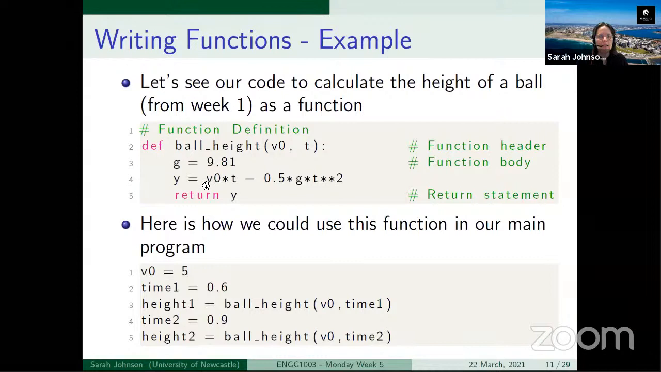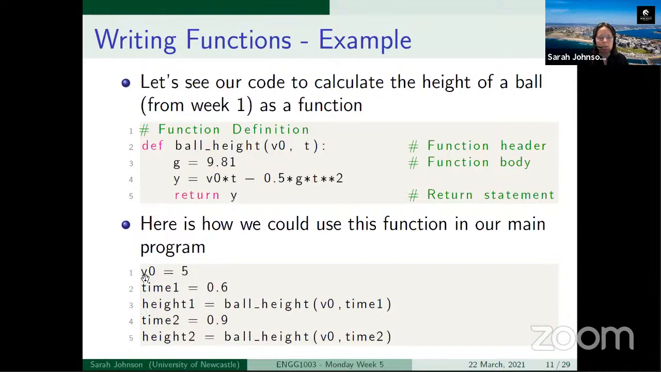Lastly, I need to let the function know what it has to return back to the main code after it's finished. And in this case, we want it to return the value y we just calculated, the height of the ball. So there's our function definition. Now, once we've defined our function, we can use it. And we use it in our main code, just like we've used all the other functions that other people wrote for us, just by calling it with the name and with some arguments. So here is my new code where I'm going to call this function a couple of times.